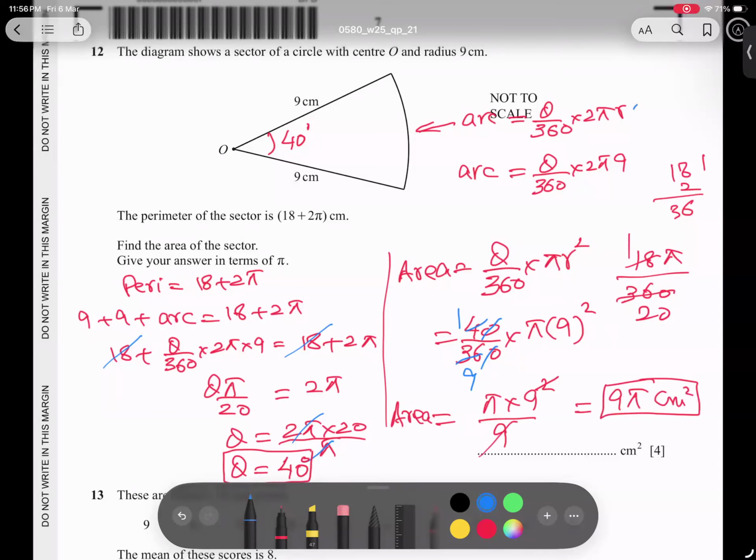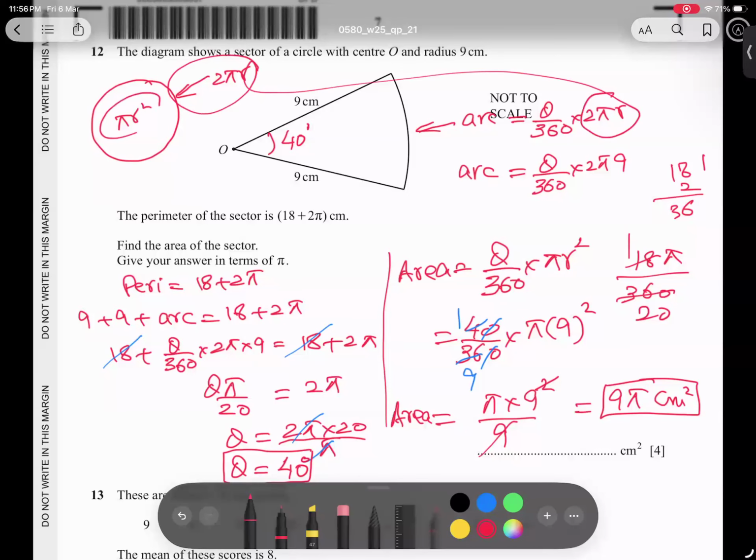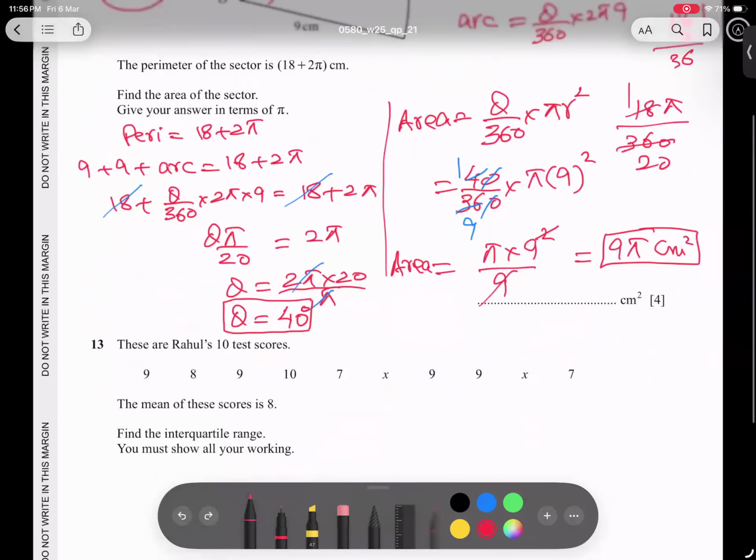So please memorize the arc length formula and the area formula. Basically, if you talk about the circle, the edge is 2 pi r and the area is pi r square. So the circle edge is involved in the arc length, and the area involves pi r square. I think the point is very clear.